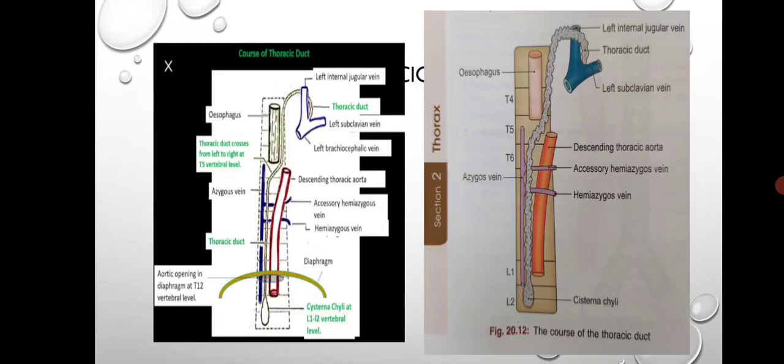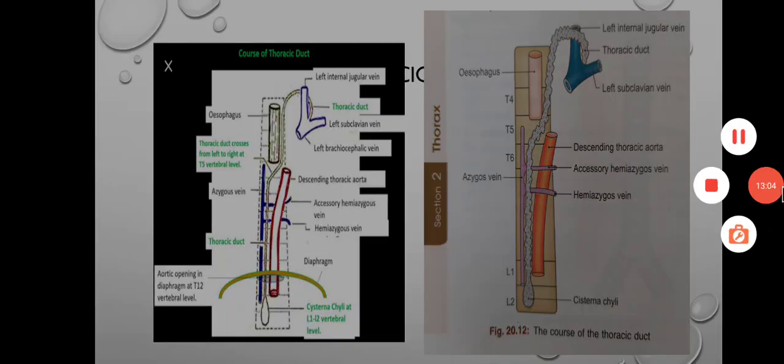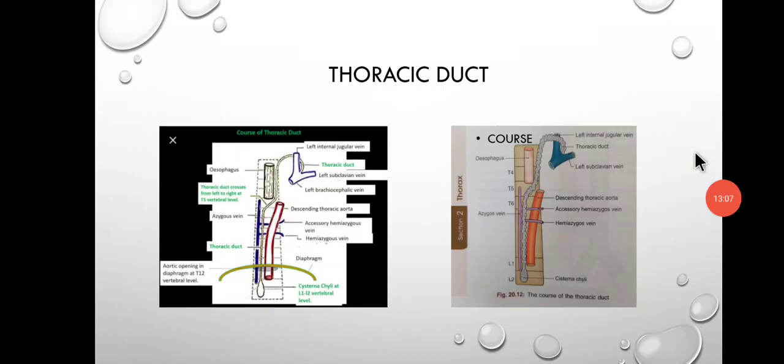Now next is the thoracic duct. So what is the thoracic duct? Basically, the thoracic duct is a part of the lymphatic system and it is the largest lymphatic vessel in our body. It measures about 45 centimeters in length.